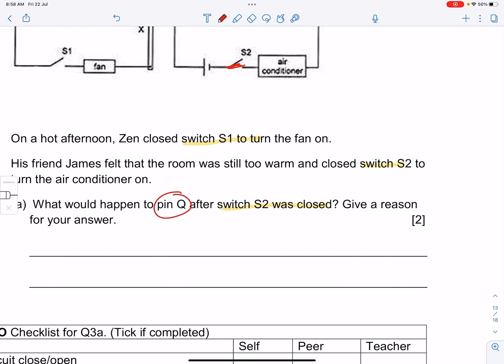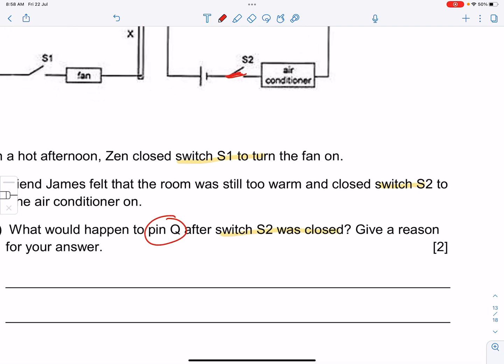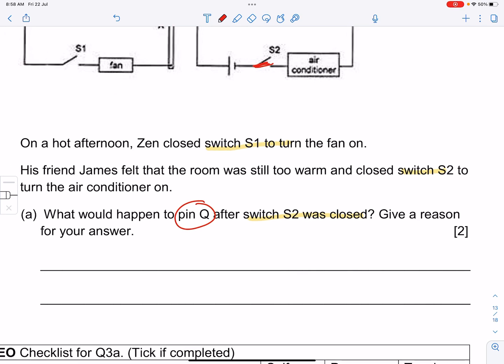Many students didn't talk about the outcome being pin Q. You tell me that the air conditioner will turn on, but the air conditioner is not the outcome. The outcome they want is what happened to pin Q, the O in CEO. So the O is talking about pin Q being attracted to the electromagnet, not so much about your aircon being turned on. You realize? Some of you actually made a very careless mistake, something that was repetitive in the previous topical practice that we have done. So how could your answer be?